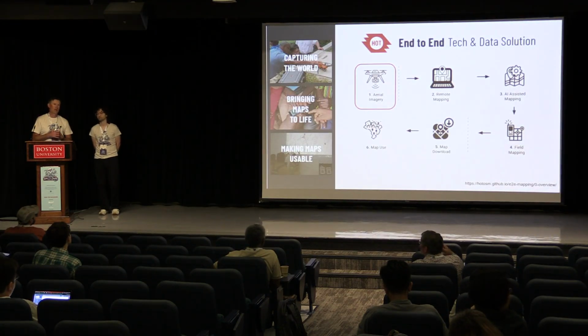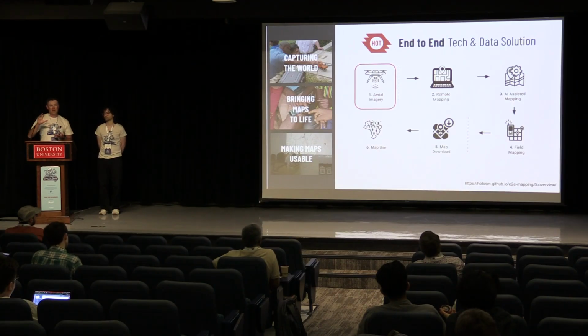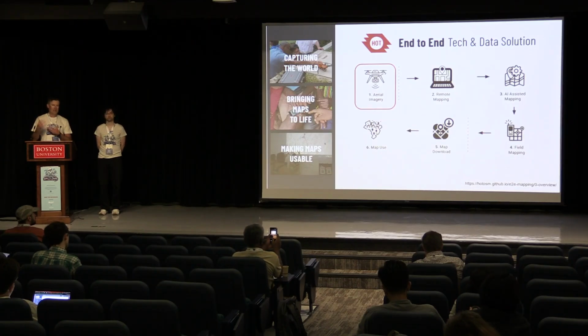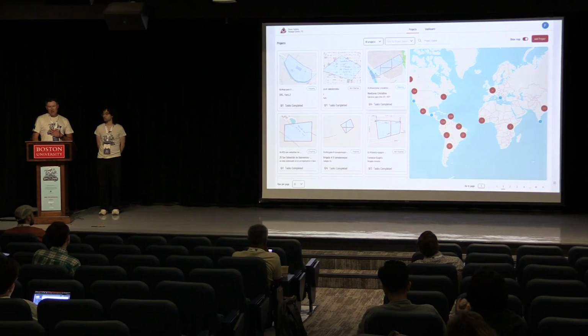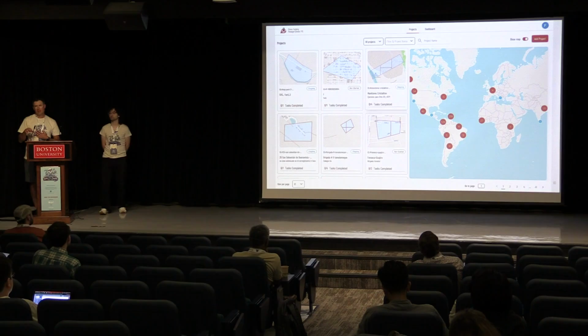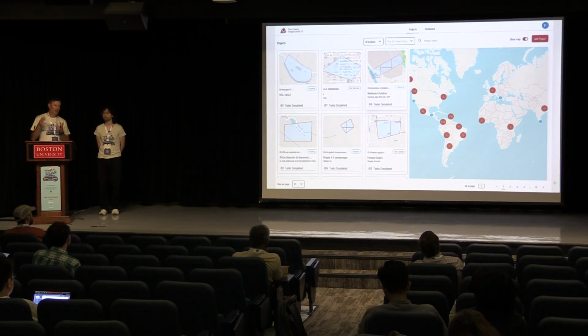With HOT, we developed a workflow we call end-to-end, where we actually collect the imagery that feeds into the remote mapping. We're developing some AI tools. We are integrating field data, and then eventually that data becomes available for use and download. So we built another tool similar to the Tasking Manager, but for collecting imagery. We called it Drone Tasking Manager. We use drones because it's an easy way to collect imagery.